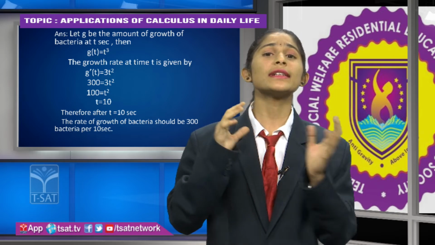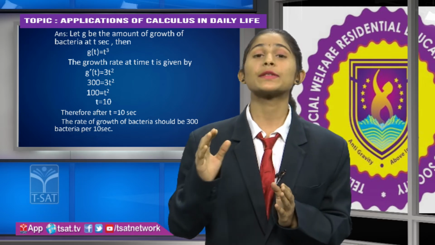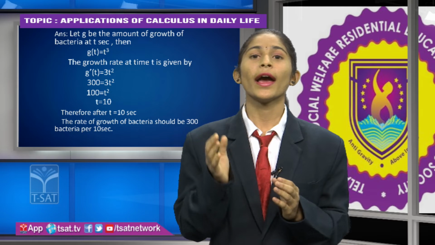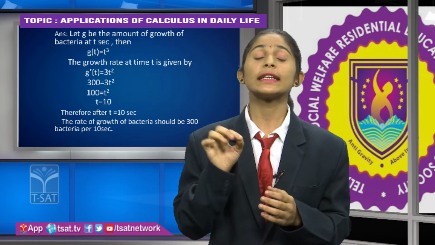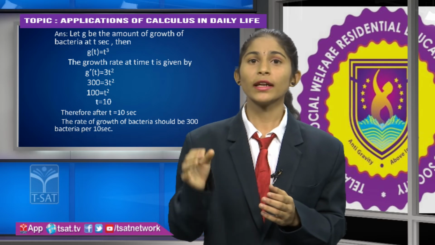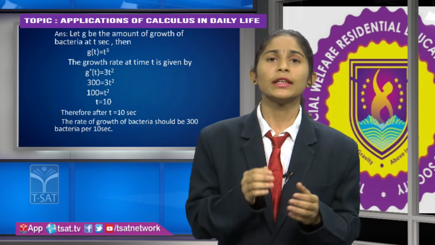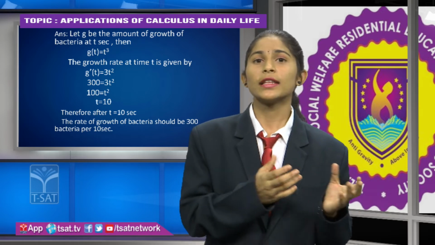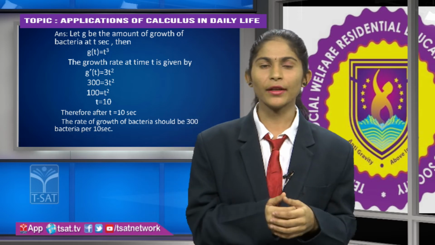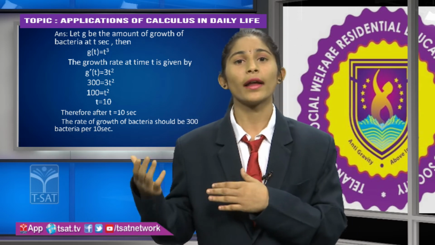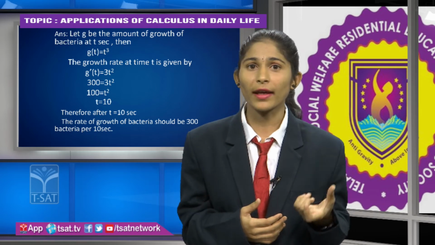Because from our differential calculus, we have the standard formula, d by dx of x power n is equal to n x power n minus 1. Here t cube gives 3 into t power 3 minus 1, that is 3t square. Then G dash of t is here 300. So 300 is equal to 3t square. By cancelling both sides, we get t square equal to 100. So t is equal to plus or minus 10, that is the square root of 100.